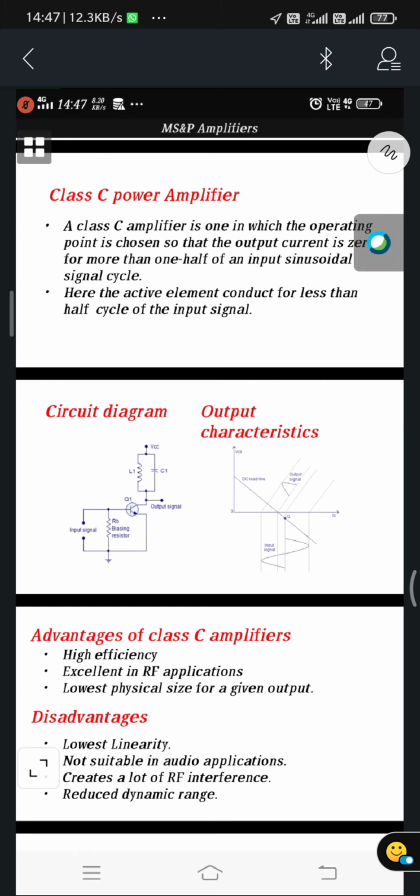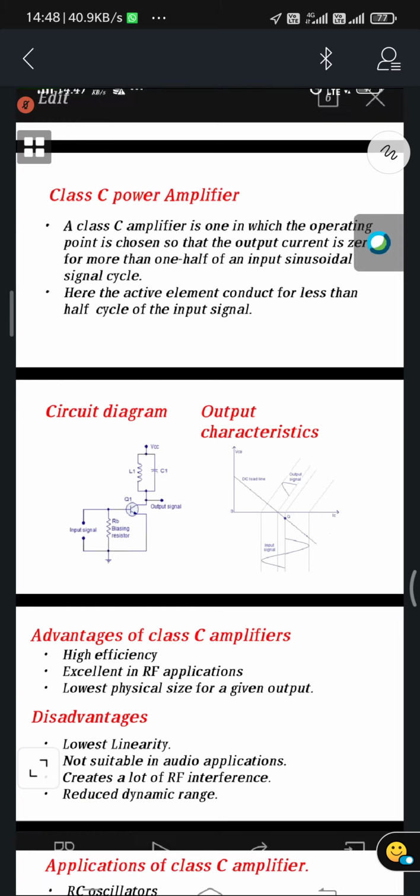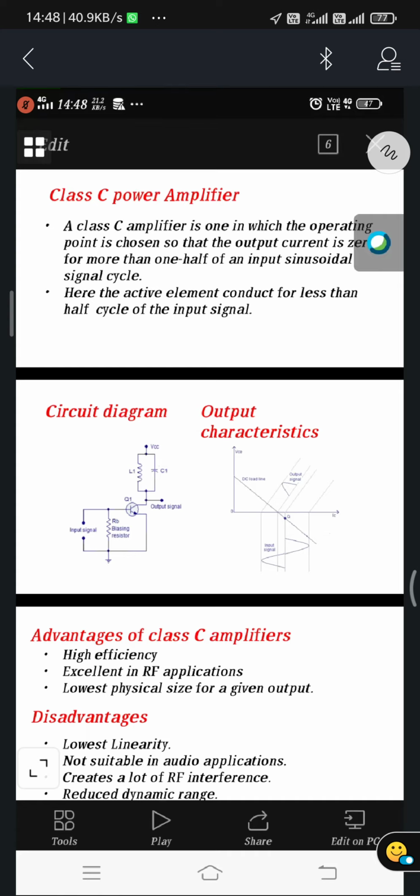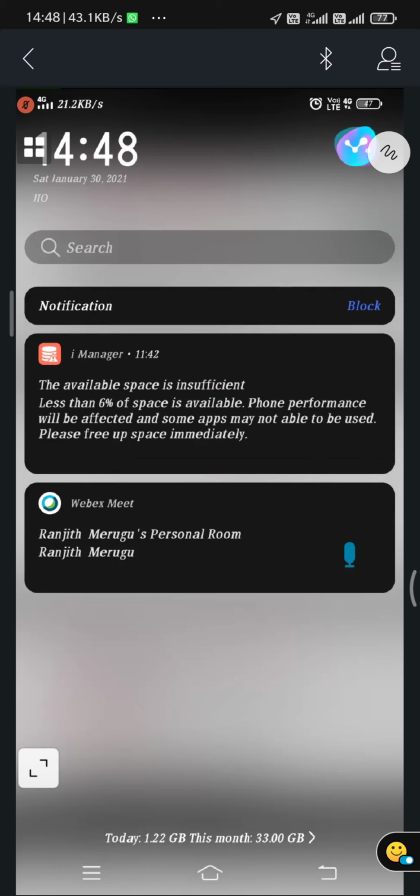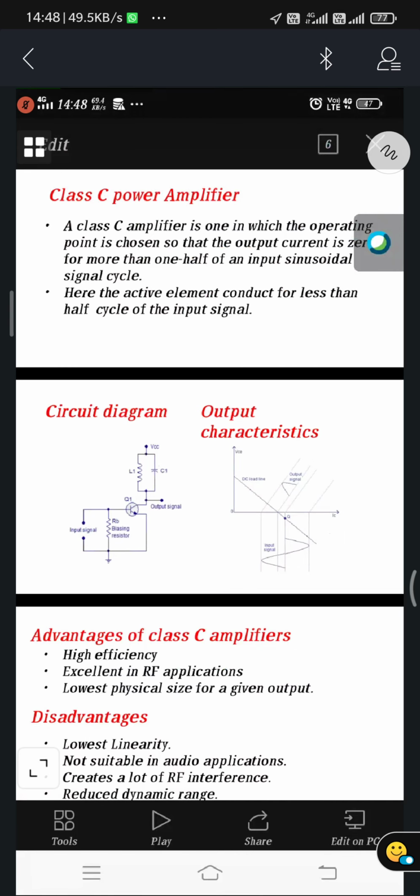So here, can anybody answer this one? What is the conduction angle of the class C power amplifier? Anybody, could you please answer? If you observe the second point of the class C power amplifier, you can answer it.